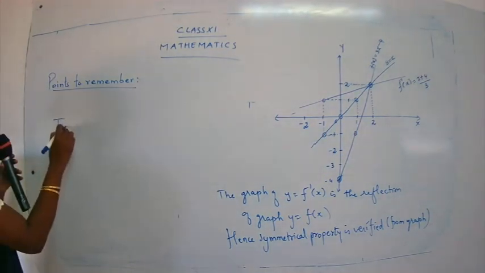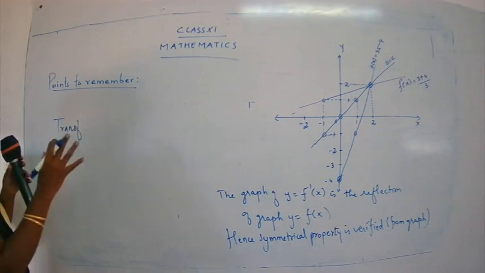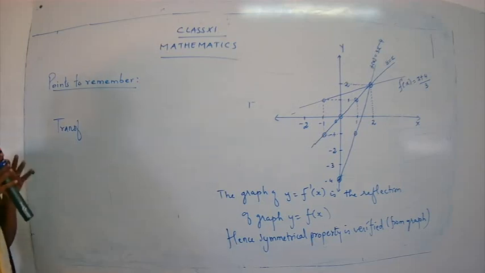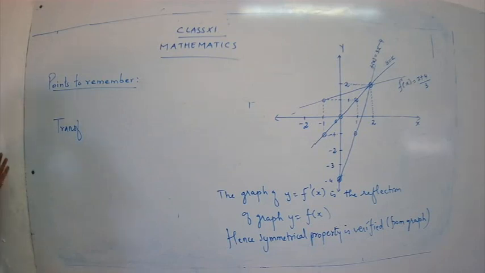Now what is the meaning of transformation? Transformation is the small changes. Just by small changes, you may shift the graph upward, or you may shift the graph downward, or you may shift the graph to the left, or to the right, or you may compress the graph, or you may stretch the graph. So these are the different transformations. What is the transformation, children?